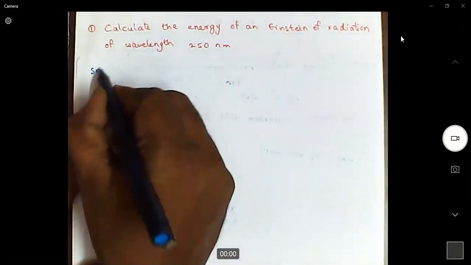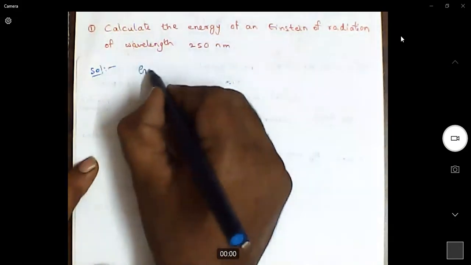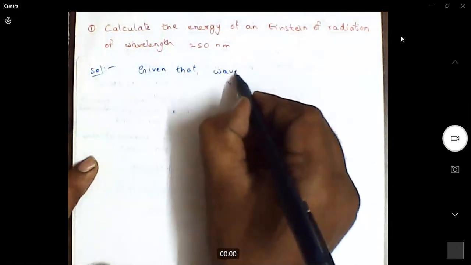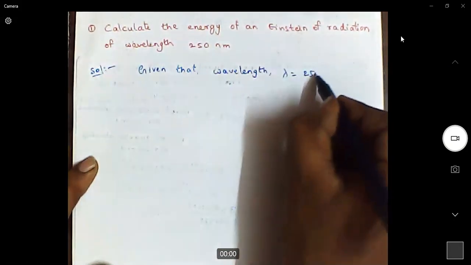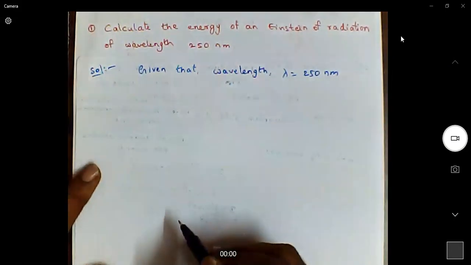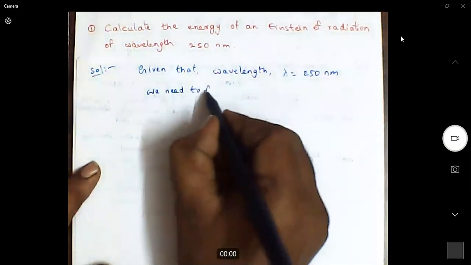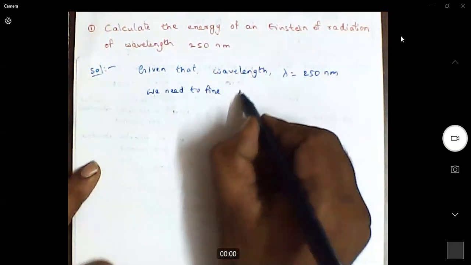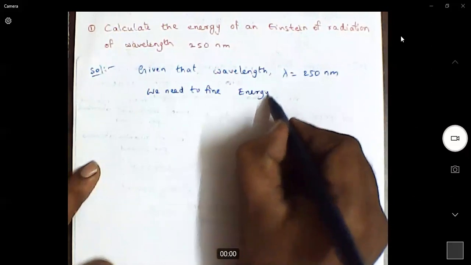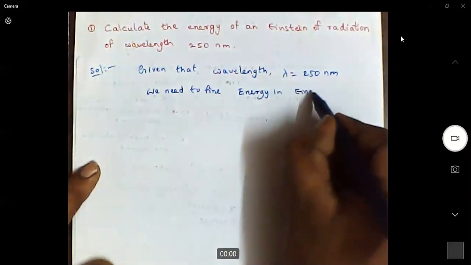Next, we will practice this. Calculate the energy of an Einstein of radiation of wavelength 250 nanometers. Given the wavelength lambda is equal to 250 nanometers. Now, we need to find energy in Einsteins.